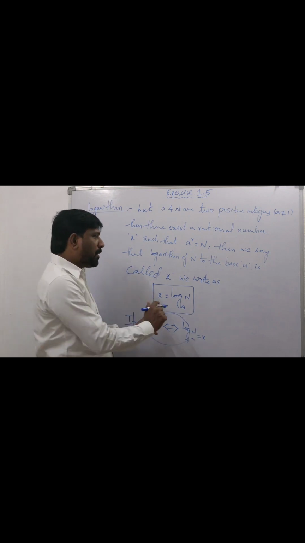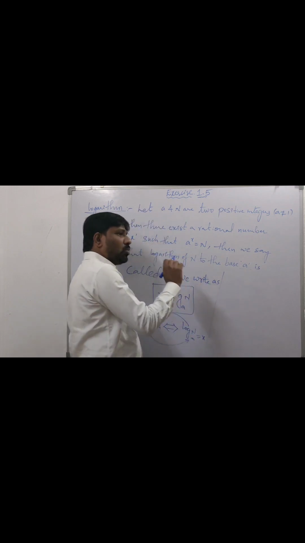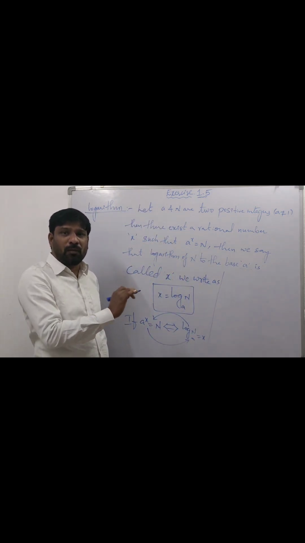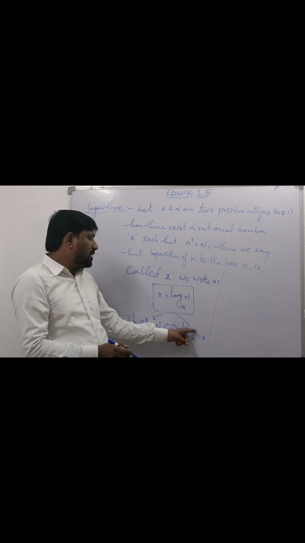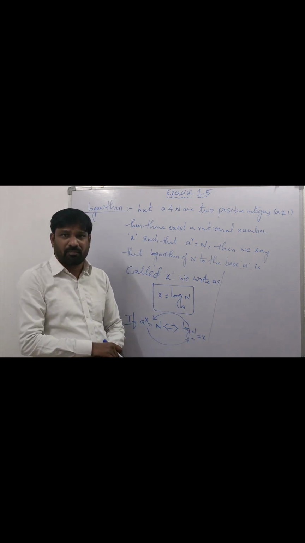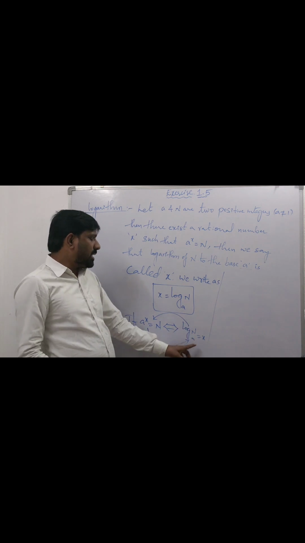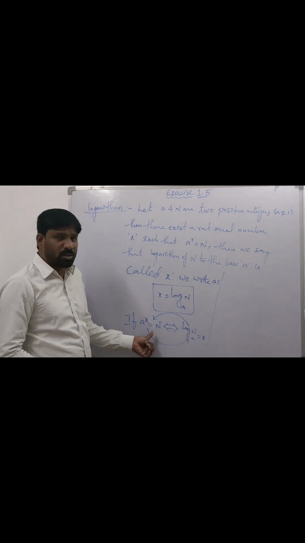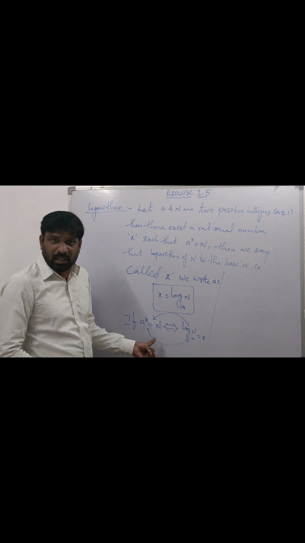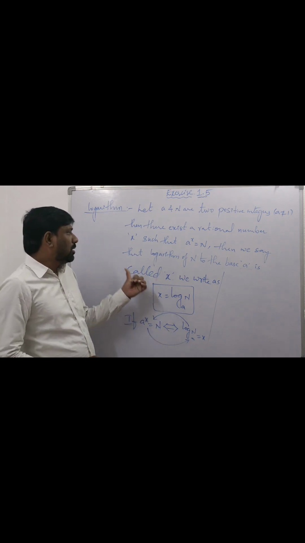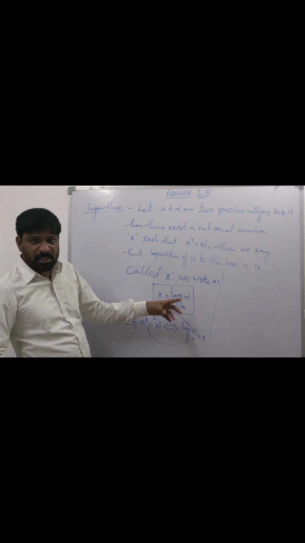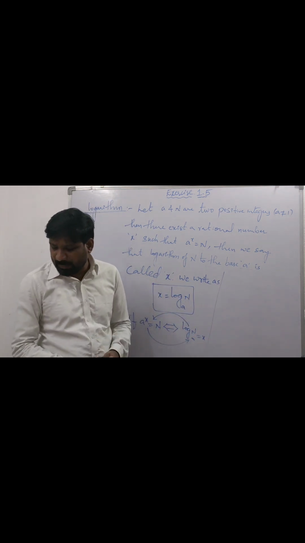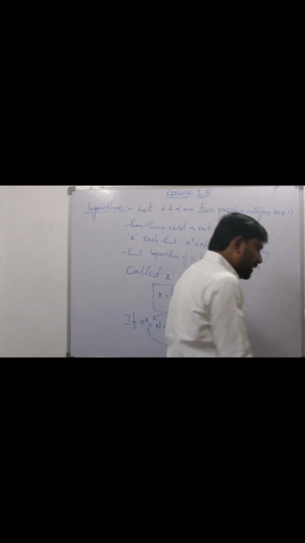If a power x is equal to n is the exponential form, then its logarithmic form is log n to the base a is equal to x. Or else, if log n to the base a equal to x is given and you want to write it in exponential form, then a power x is equal to n. Clear? If you see a few more definitions along with examples, then you will come to know. So let us see examples.